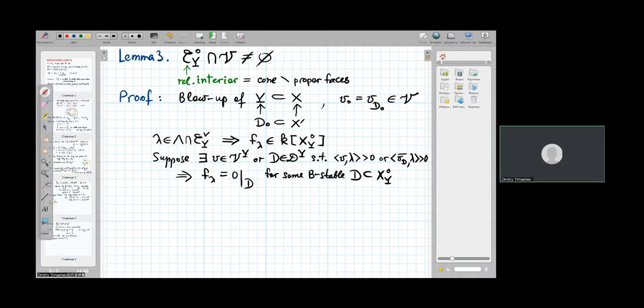But since all these B-stable divisors sitting in the B chart contain the closed G orbit, this implies that f lambda vanishes on Y. And this implies, in turn, that f lambda, or better to say its pullback to X prime, but since X prime is birationally isomorphic with X, as a rational function it is the same function. So since f lambda vanishes on Y, its pullback to X prime vanishes on D naught. And this means that the pairing of V naught with lambda is again positive.